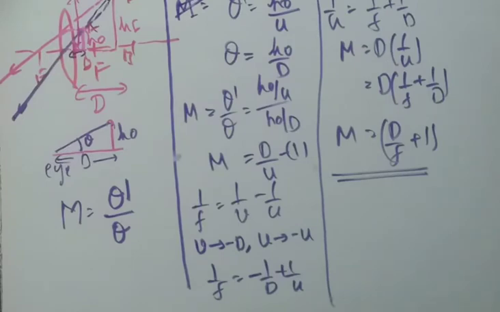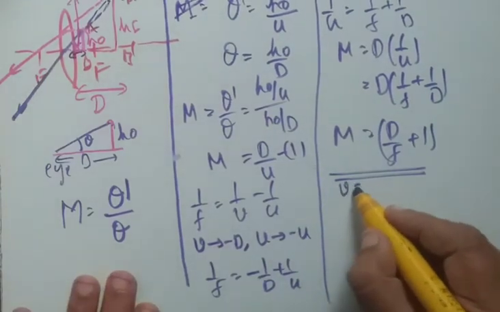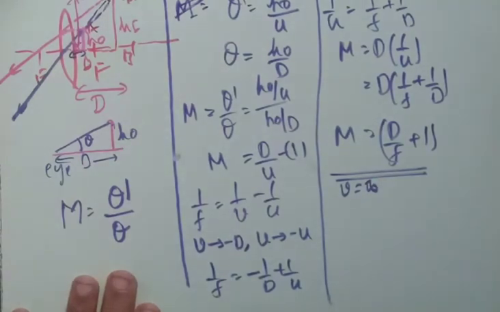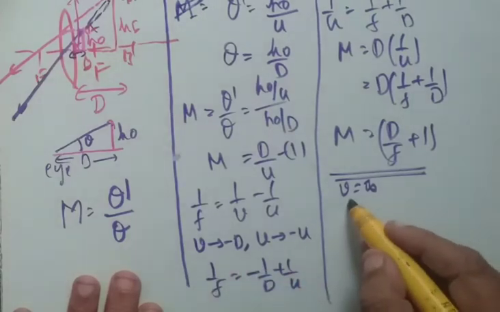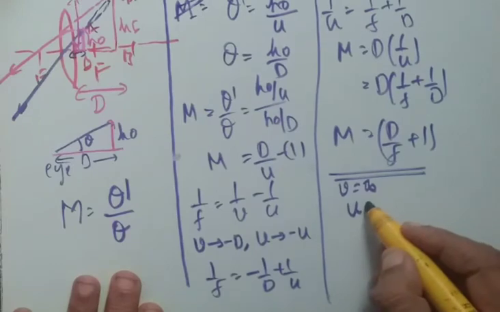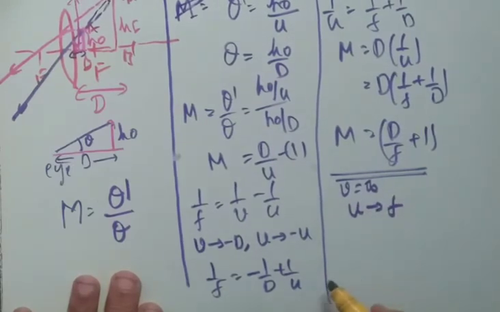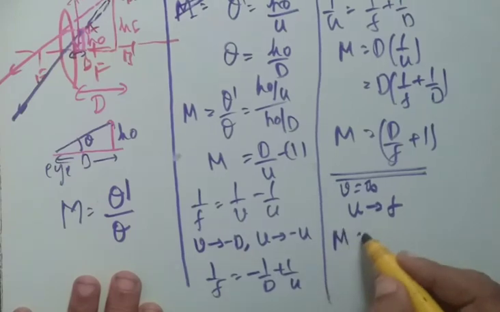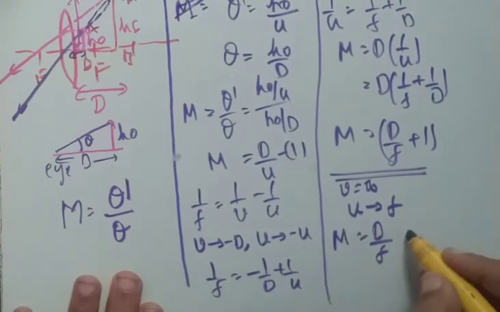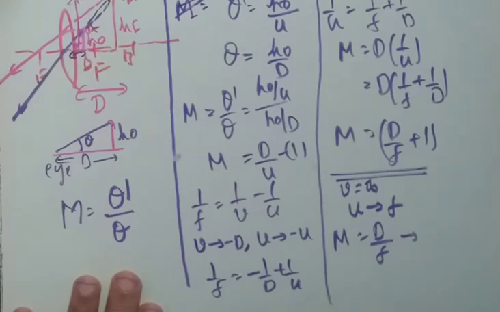But if the final image is to be formed at infinity, then object to be placed at focus. Exactly. Then once object is placed at focus, we know final image forms at infinity. Therefore we can write u as f. Therefore from equation 1, m equals d by f. This is when our image is at infinity.